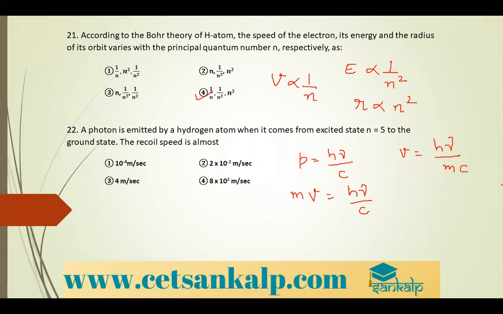But you have one formula for energy. So you can write this h mu as E, so v is E divided by mc. But E is equal to 13.6 divided by n square. So 13.6 divided by 5 square, that is 25.